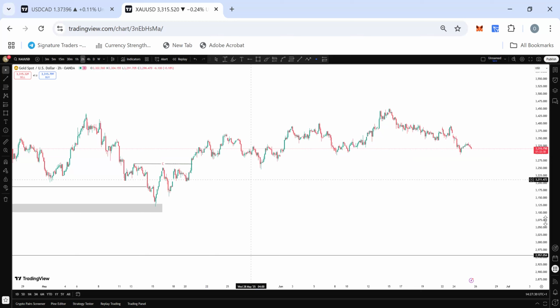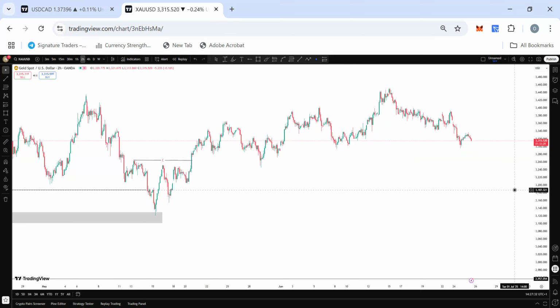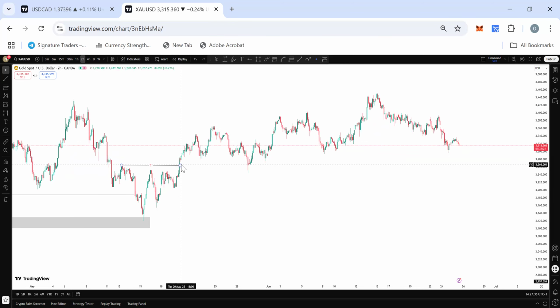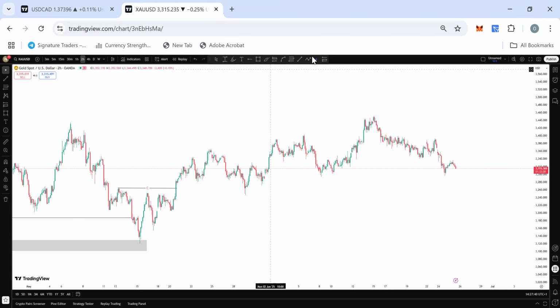This is a top-down analysis, identifying liquidities in their own forms. This is a change of character for me. After identifying this change of character, I will look for the area of inducement. Price pushed from here and created this. This should be an internal structure. Price pushed up again and created this area, and price used this as our inducement.